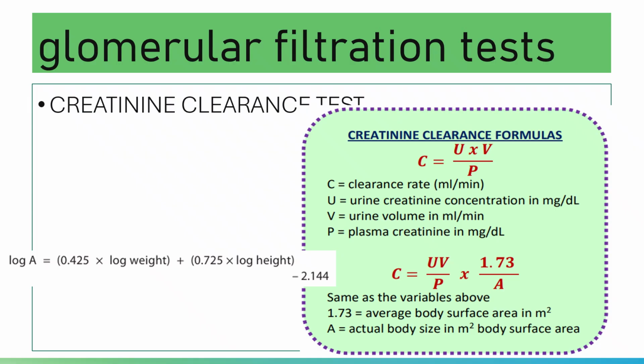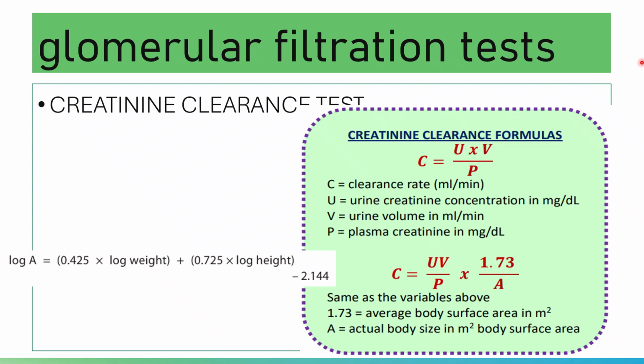We said earlier that at times you need to adjust. So you have here an addition, 1.73 and an A. The C, the U, the V, and the P are the same variables as in the previous formula. The 1.73 is the average body surface area in meters squared, and the A is the actual body surface area in meters squared.